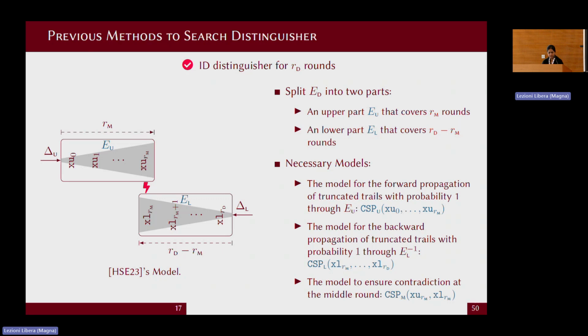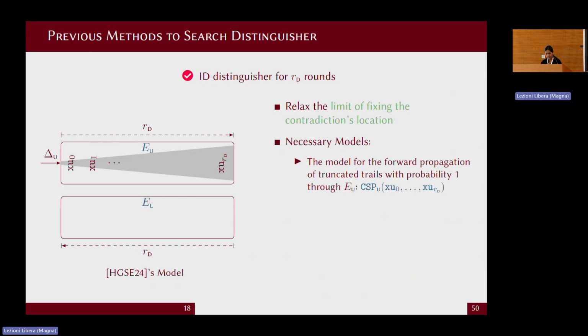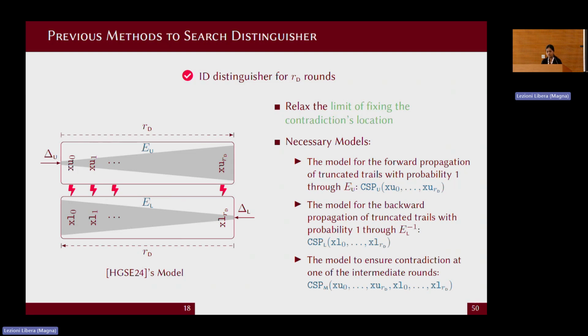So this was proposed by Hadipur et al. at Eurocrypt 2023, and in ToSC 2024 they advance the model a little bit, where they relax the limit of fixing the contradiction location. It is quite obvious that they model the forward propagation in a similar way, they model the backward propagation, and then they model to ensure the contradiction at any one of the intermediate rounds, like this.